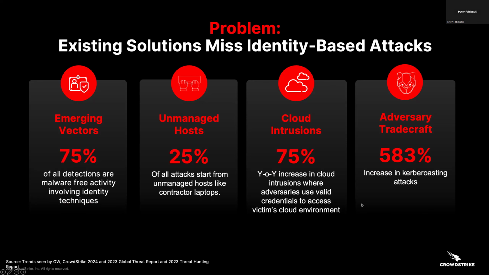Another stat here is that 25% of all attacks start from unmanaged hosts like contractor laptops. You can do your best to control what's getting onto your corporate network, but if you have recurring contractors coming into buildings doing various contractor work, and they take their laptop to a different site, get owned and have something else compromise their laptop, and then come back, that's a very valid way for them to enter your network in one way, shape, or another.